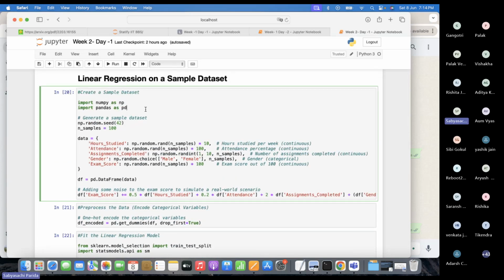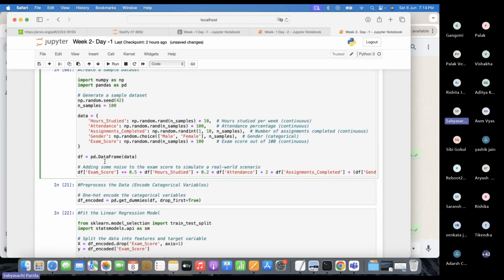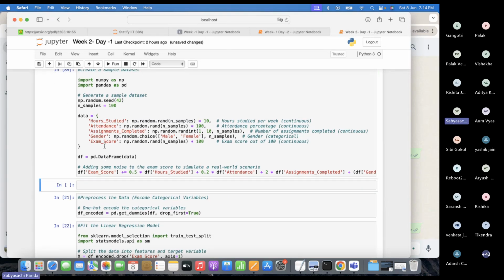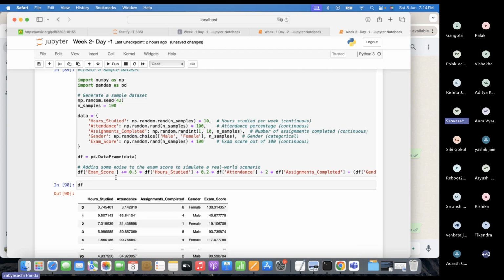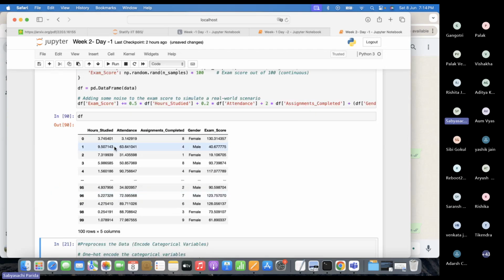Let's do the same thing on a sample data set. Suppose I have made this particular data set, which is a data frame for students. For the students, this is the exam score which they are getting. For the student whose ID is 0 or the student whose ID is 1, this is the number of hours he or she has studied, the attendance which he or she had got, the number of assignments they had completed, and the gender of the particular student. Based on all these things, I'm trying to predict how much exam score the particular student would get.